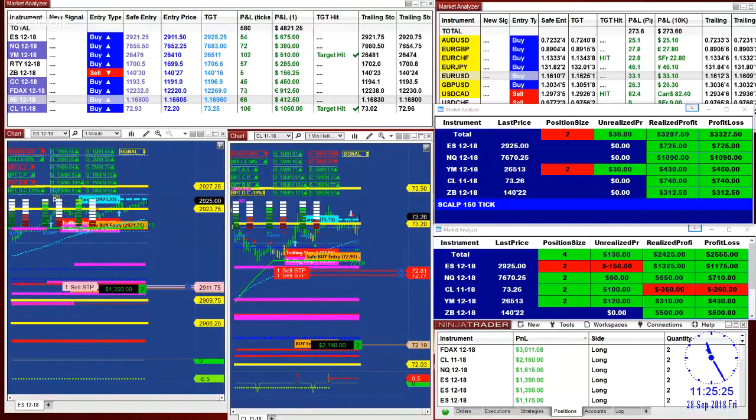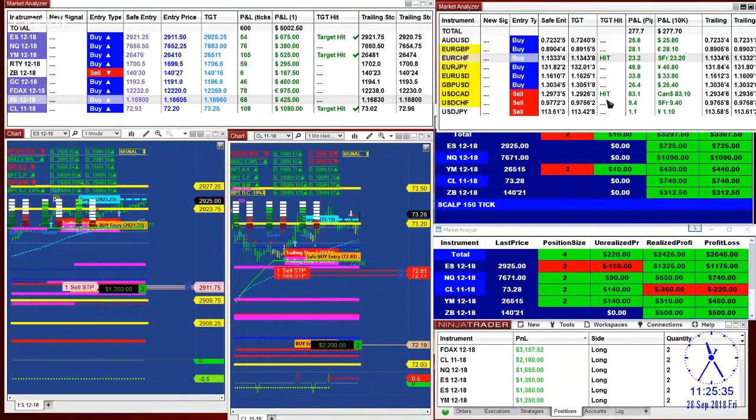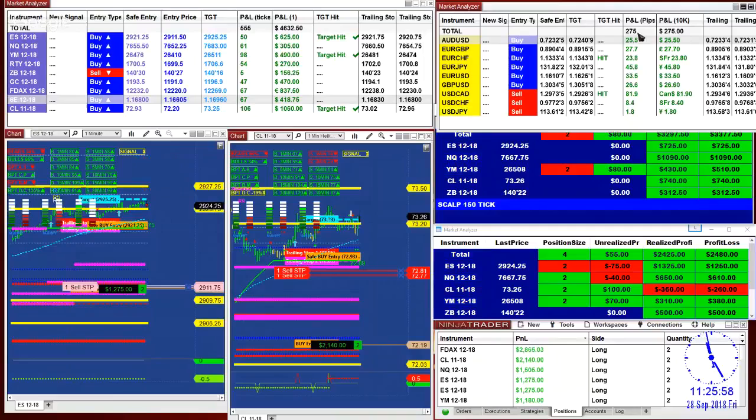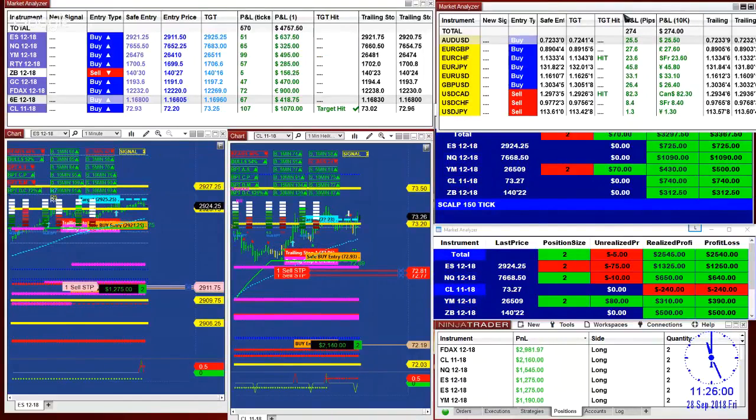On the Forex, we have the market analyzer. On the Forex it is based on 10,000, folks. You see here on the top, it says 10K. So on the Forex right now, we have 278 pips based on a $10,000 account. 275 pips. 275 pips based on a $10,000 account.